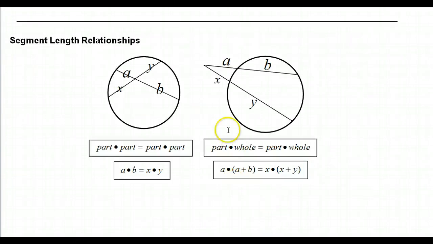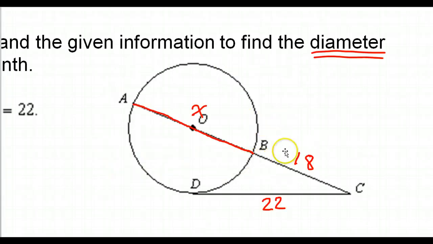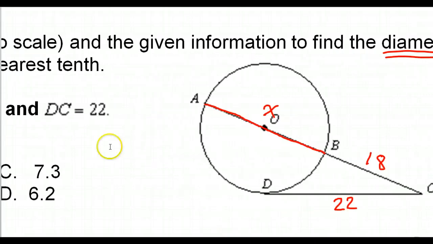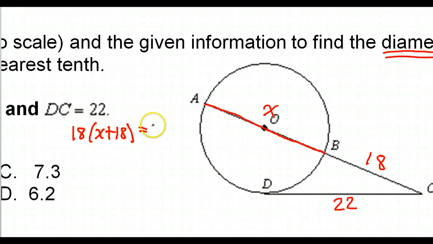Now, remember this from problems just like we did before. When it's going outside the circle like this, then we're going to be doing part times whole equals part times whole. So that's what we're going to do. So part times whole, let's see, is there room for this? I'll put it over here. So part times whole, 18 is the part, x plus 18 will be the whole. So we will have 18 times x plus 18, part times whole, is equal to part times whole. Now this 22 is the part and the whole, as we have discussed, so 22 times 22.